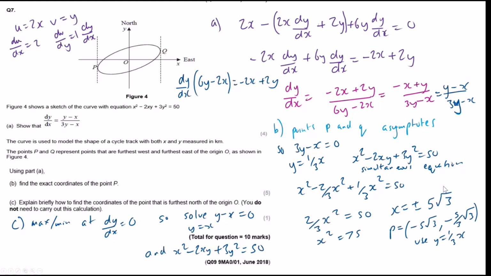Hopefully that was super useful for you. If we have any questions, let me know. And that was the last question. So I don't really understand why you did 3y take away x equals 0. I don't know why, how.